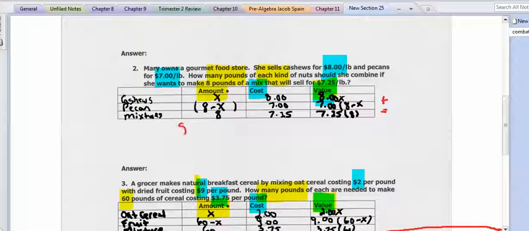So now we have $8 times X plus $7 times 8 minus X is equal to $7.25 times 8. Okay, and again, you can clear decimals or you can use a calculator. Since I have a calculator, I'll use it. So I'll go ahead and do the work and I'll turn it back on and we can look to see if we got the same answers.